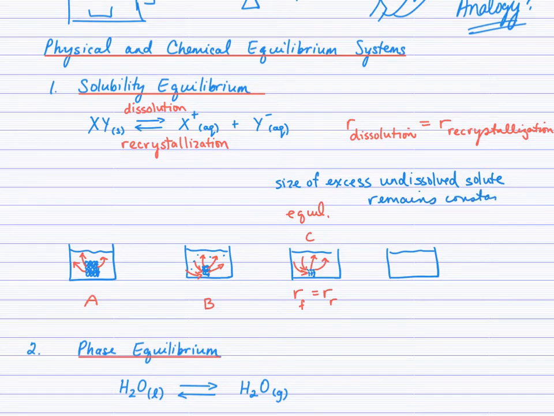So for solubility equilibrium, we always write the solid on the left side of the double arrow, the ions on the right. The rate of dissolution equals the rate of recrystallization at equilibrium, and you'll know that because the size of the excess undissolved solute is not changing. Now, just a comment: because I left this system open in terms of the water, I didn't actually put a lid on that beaker. It would make more sense to have put a lid on that beaker, because certainly if that water is allowed to escape, that will throw off this solubility equilibrium.